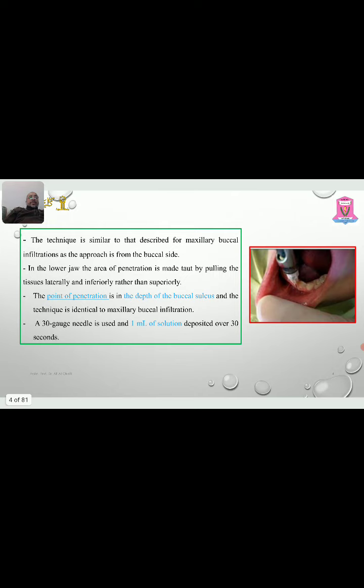The technique is similar to that described for the maxillary buccal infiltration, and in the lower jaw the area of penetration is made taut by pulling the tissue laterally and inferiorly rather than superiorly. The point of penetration is in the depth of the buccal sulcus, and the technique is identical to the maxillary buccal infiltration. A 30 gauge needle is used, and 1 milliliter of solution is enough to produce infiltration.